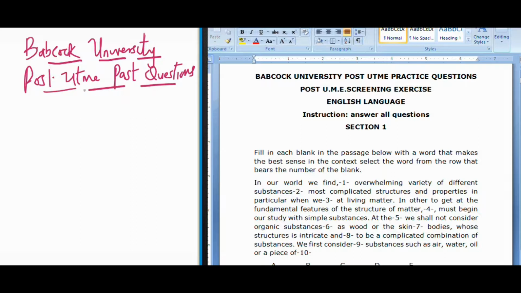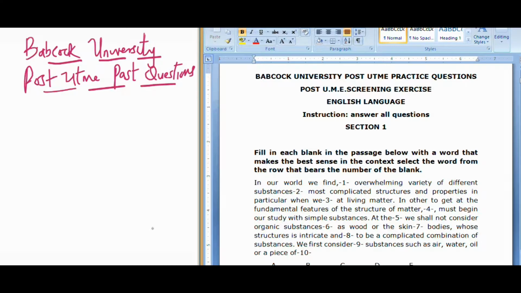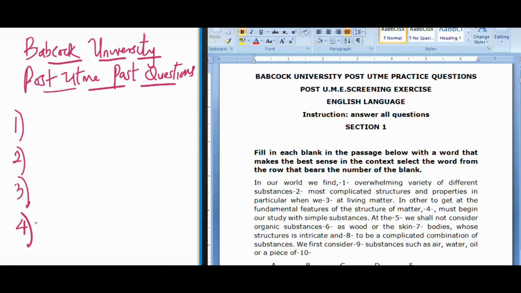Right here in front of me is Bangkok University Post UTME practice questions, specifically the Post UME screening exercise on English language. Instruction: answer all questions. Section 1. Fill in each blank in the passage below with a word that makes the best sense. In the context, select the word from the row that bears the number on the blank.